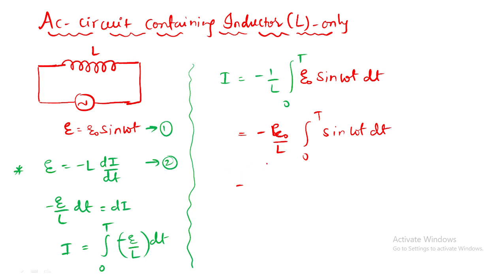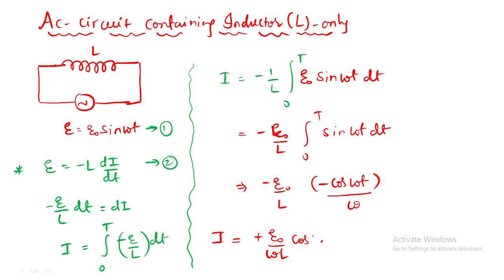Integration of sine omega t dt. So minus E naught by L, integration of sine will be, what is that, buddy? Integration of sine will be minus cos, very good, minus cos omega t. Omega will again be written downside. Yes or no? So the total answer will be I is equal to minus E naught divided by omega L, and minus and minus will become plus. It will be written as cos omega t. Yes or no?